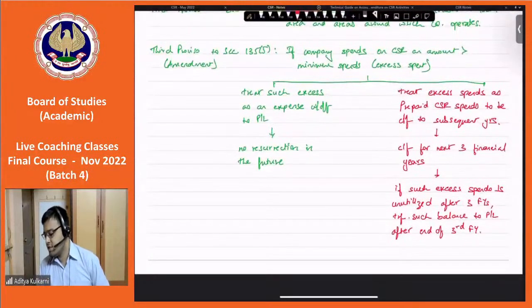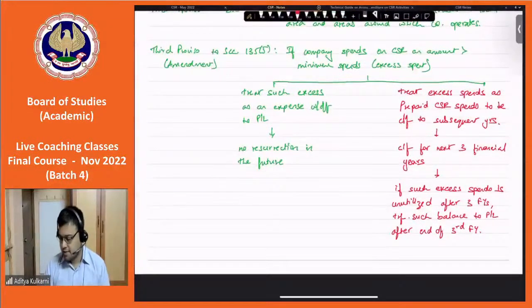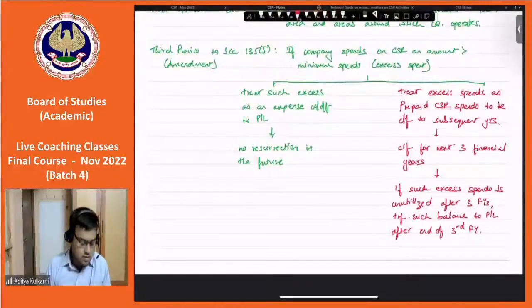CSR expenditure, is it allowed for income tax as expenditure? Answer is no, it's not allowed because it's not related to your business activity. Okay, Sheena, it's not related to business. It is other than a normal activity. So therefore it's not allowed. Okay, Himanshi has confirmed. Great. So this is the 3rd proviso.